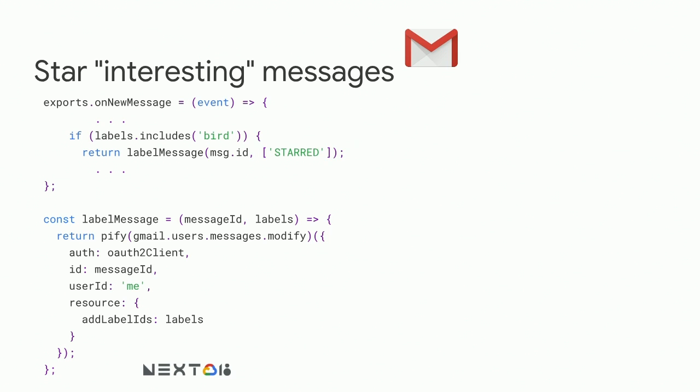And then we can star interesting messages, for some definition of interesting, in our case containing an image of a bird, using this label message helper function, which simply wraps the users.messages.modify Gmail API function. And we can simply pass a list of labels that we want to apply to the message, which conveniently can include the reserved label STARRED, marking the message as starred.